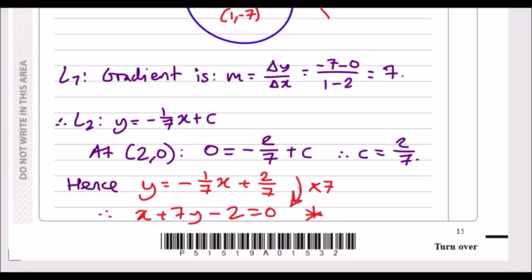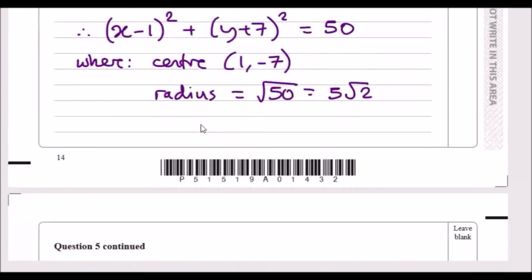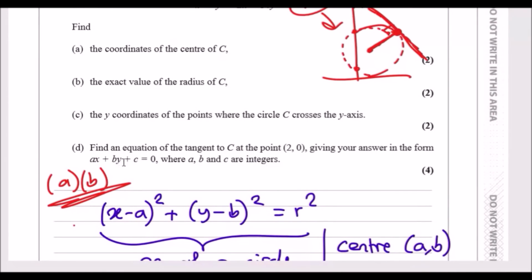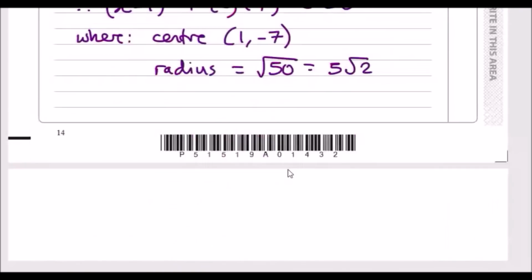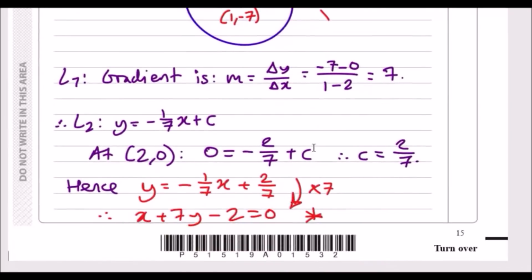I just decided to times 7 and clear the fraction, and then rearrange it so it looks a bit like the form they want, which is what? Ax plus by plus c equals 0. So make everything equal 0. And yeah, we're all done.